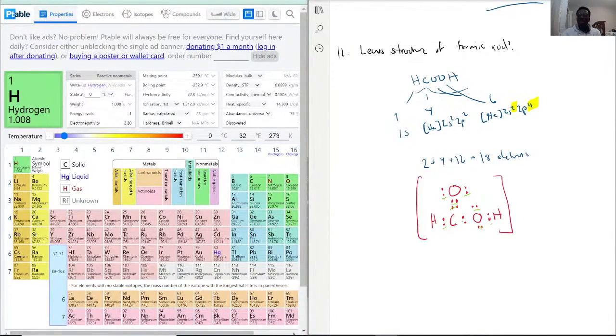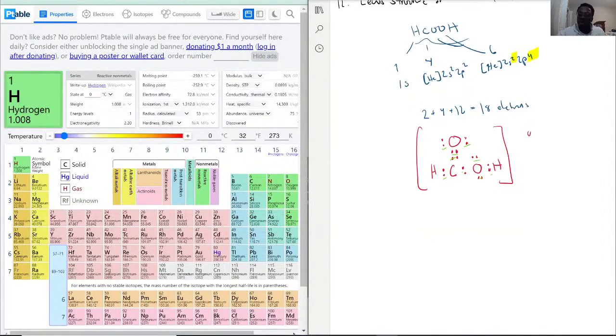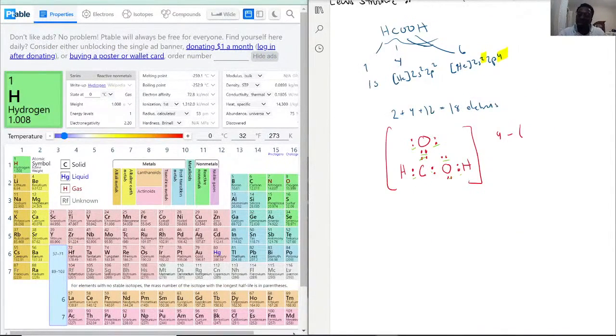You can double check by getting the formal charges. The formal charge of carbon would be 4 minus the number of lone electrons it has, which is 0, minus the number of bonding electrons, which is 8 divided by 2. So it's 0. This is a good formal charge.